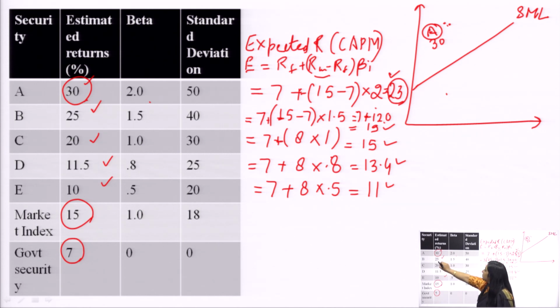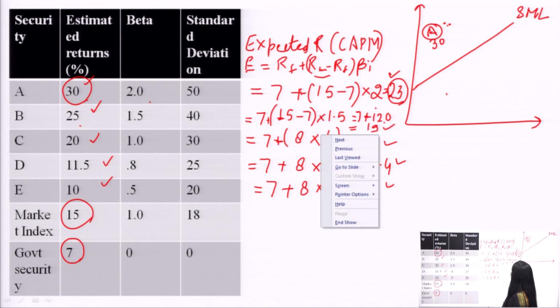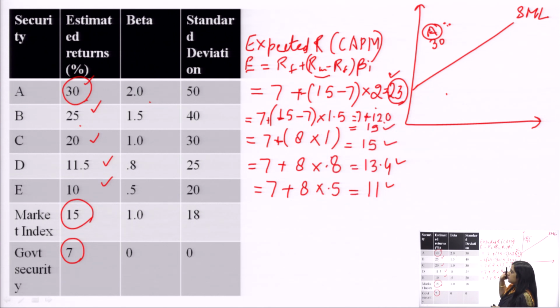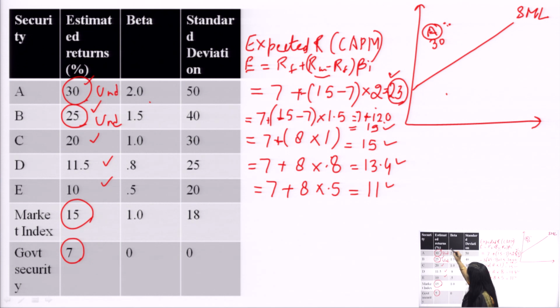Similarly, security B is giving us 25% return, but according to CAPM it should give us only 19%. It means in actual it is giving us better return. So, it is also underpriced. Security C is giving us 20% return, but according to CAPM it should have provided us 15% return. It means it is giving us better returns. So, it is also underpriced.